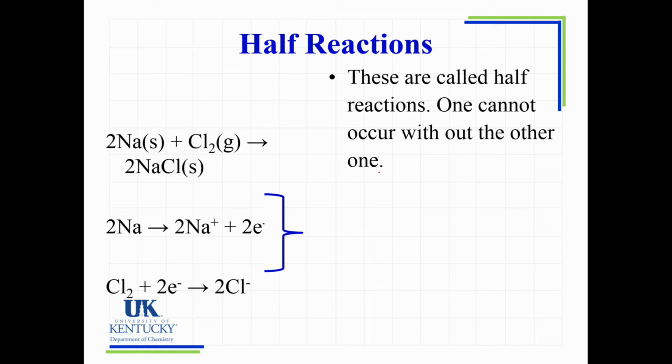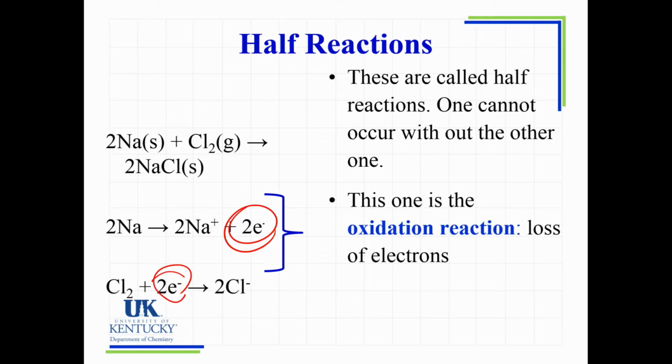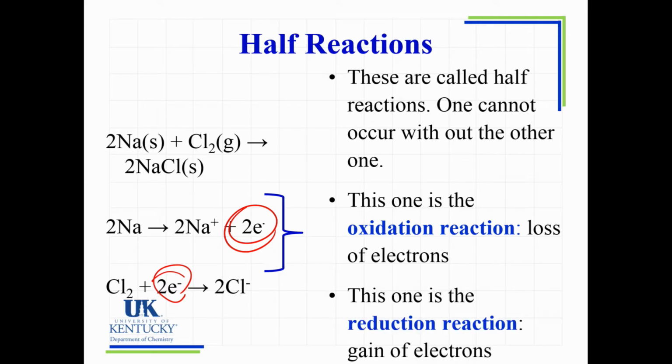Now, a half reaction cannot occur by itself. You can't have one of those half reactions without having the other half reaction take place alongside of it, because the 2 electrons that are being gained by the chlorine are the same electrons that are being lost by the sodium. So one can't happen without the other one. Now, this reaction is called an oxidation reaction. The loss of electrons is oxidation. The second one is a reduction reaction. The gaining of electrons is a reduction.